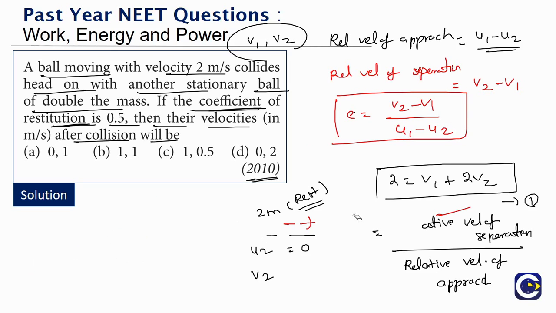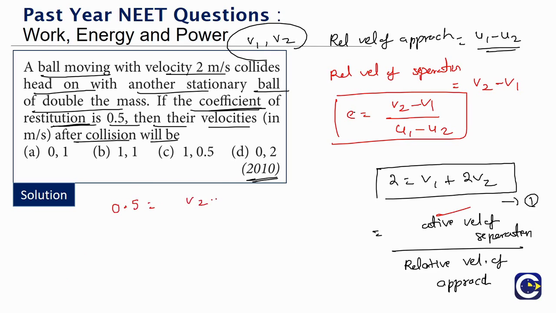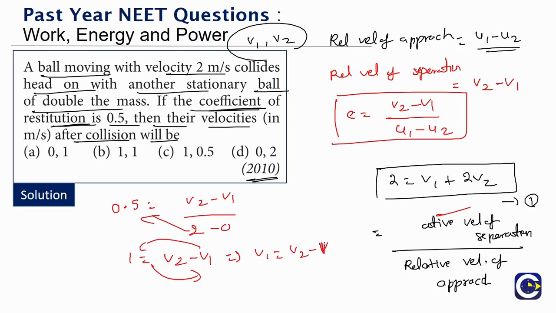Now this is given as 0.5, right? We know u1 and u2, so we just have to substitute that. Coefficient of restitution is given as 0.5. So 0.5 is equal to v2 minus v1 divided by u1, which is 2, u2 is anyway 0. So we'll take the 2 to the other side, it will go to the numerator. 0.5 into 2 will be 1. 1 is equal to v2 minus v1. From here, if you rearrange, we bring minus v1 to the left side, it will become plus v1. So v1 will be equal to v2 minus 1.